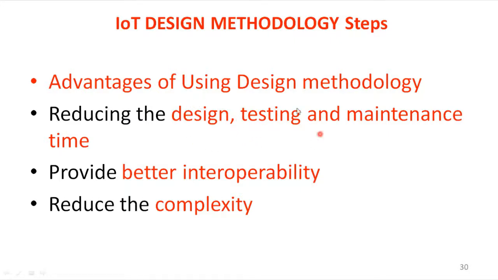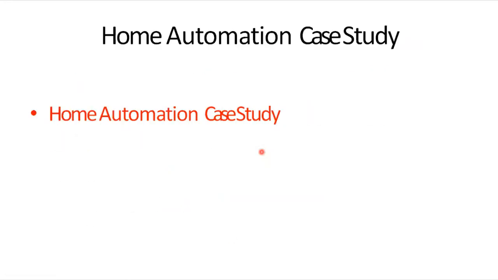Reducing the design, testing, and maintenance time. You are going to reduce this information, and then provide better interoperability, and then reduce the complexity. This is some information. Next, we will discuss how to design a home automation system case study.